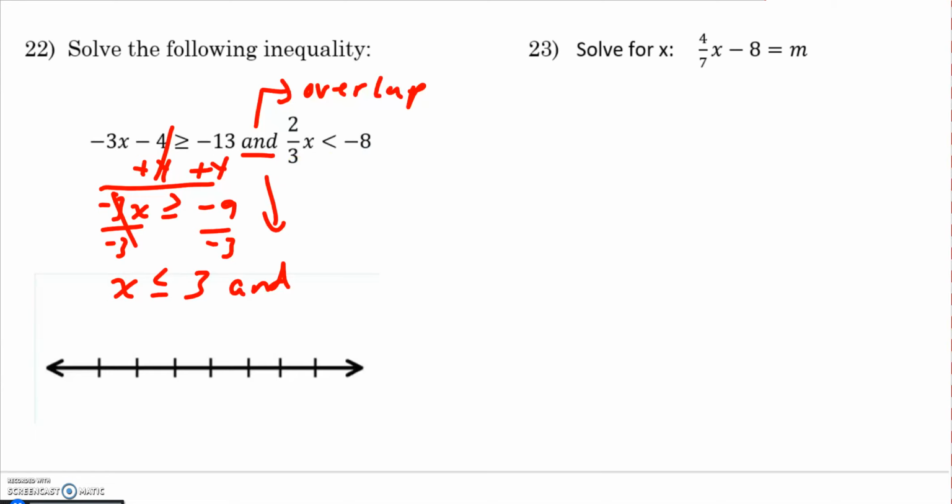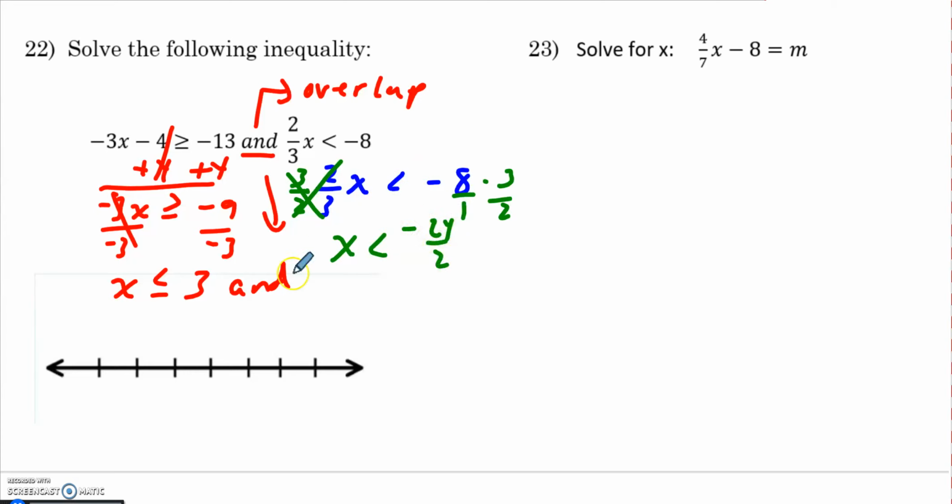Instead, what is extremely helpful is to use the reciprocal. So if I rewrite the problem here, just for room's sake, and I multiply this side by 3/2, I'd have to multiply this side by 3/2. Not negative, so my inequality does not flip, but I have x is less than negative 24 over 2, which is really x is less than negative 12.